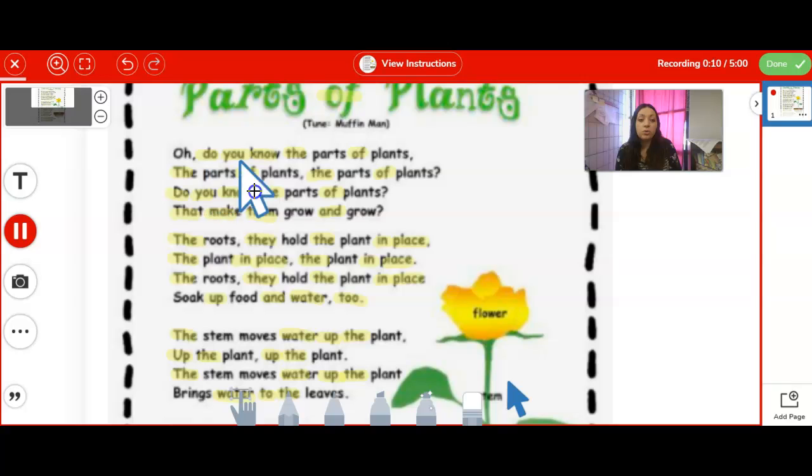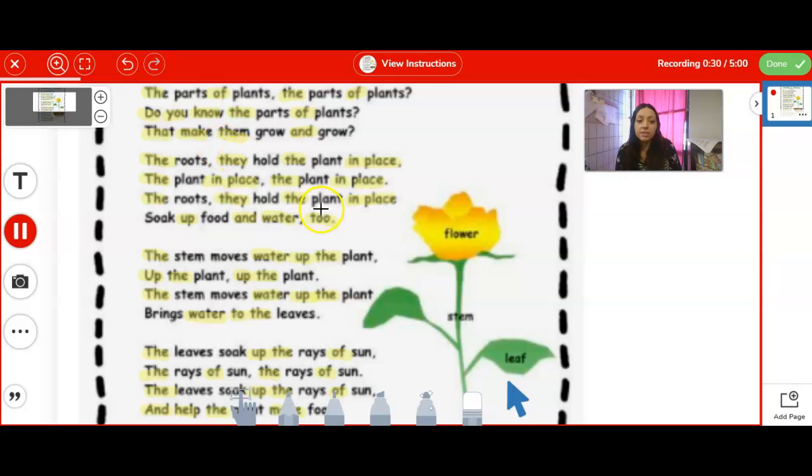It says, oh, do you know the parts of plants? The parts of plants. Do you know the parts of plants that make them grow and grow? Now, when we have actions, of course, you can't hold down the button. So you'll have to stop pointing for this part. But we have remember the roots are going to go down. The roots, they hold the plant in place. The roots, they hold the plant in place. Soak up food and water too.